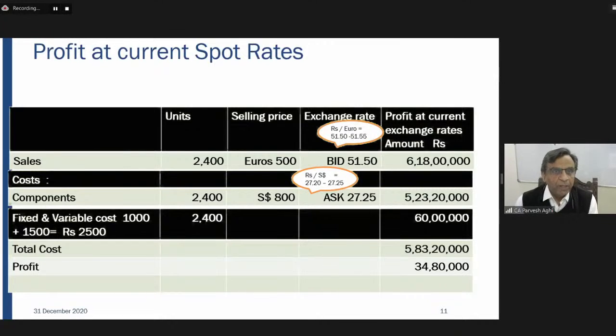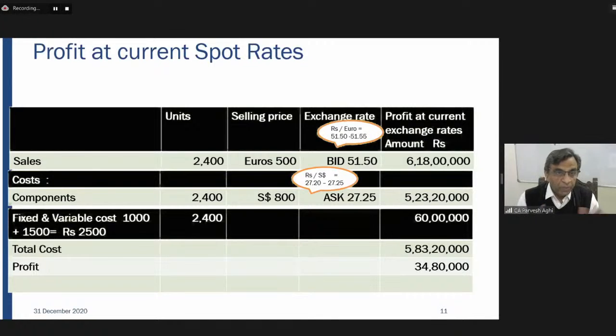Now if you look at the rates given in your question, for sales the bid rate was 51.50, and we have used that. The ask rate was 51.55. Bid is the rate at which he's going to convert his euros into Indian rupees. He's going to go to the bank, so he'll look at the buying rate of the bank because he's going to sell his euros to the bank. So 51.5 becomes applicable. Similarly for his imports, he's going to use the rate at which the bank is going to sell to him. He is going to buy at 27.25, which is the ask rate, his buying rate from the bank.